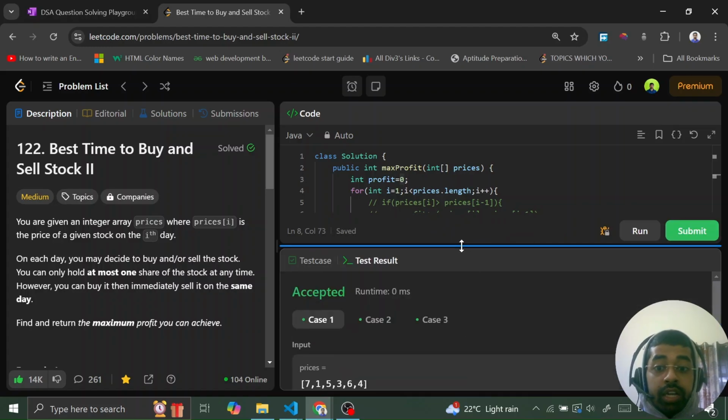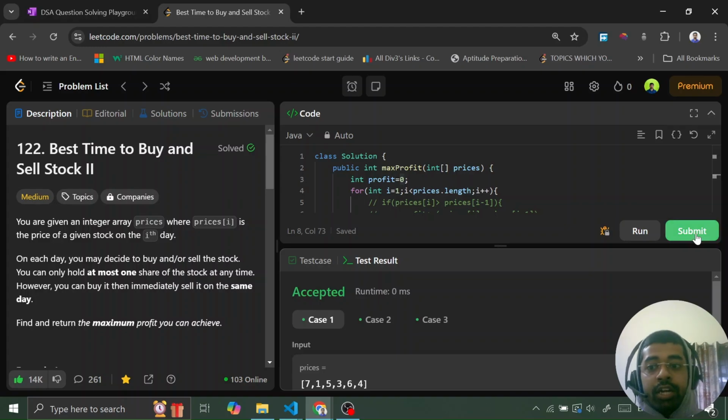I will encourage you to understand this whole solution, code it out on your own without seeing the video now, and then try to submit it and see if all the test cases are passing or not. If you have any doubts, you can comment them in the comment section.